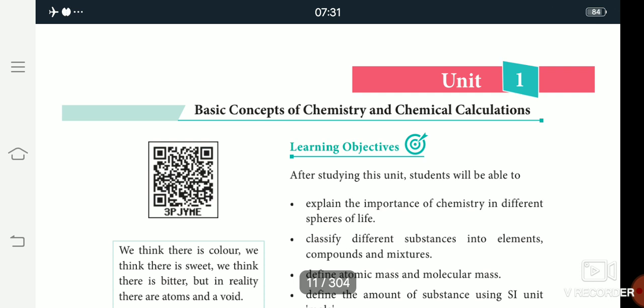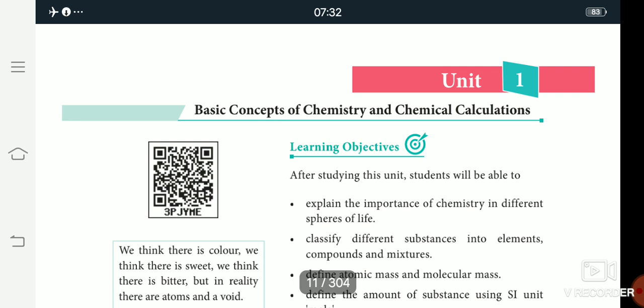What is the relative atomic mass of hydrogen? Yes, the answer is 1. So the hydrogen atomic mass is 1. Then oxygen, what is the relative atomic mass of oxygen? Yes, the oxygen relative atomic mass is 16. Then sodium, yes, sodium is 23.